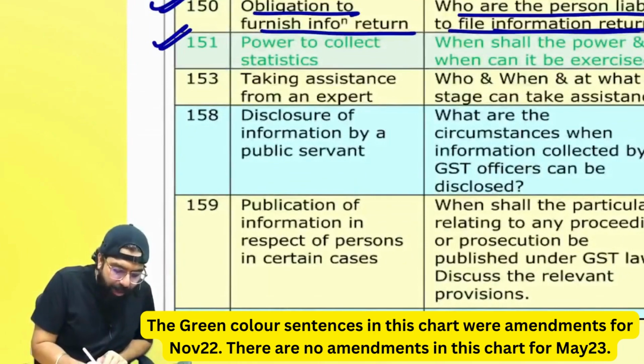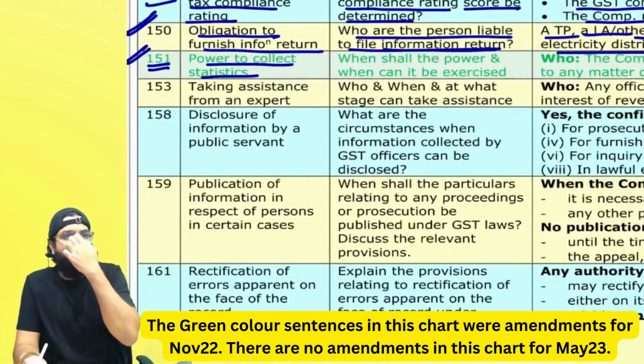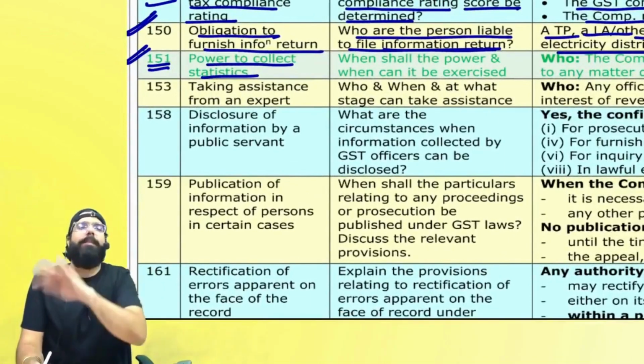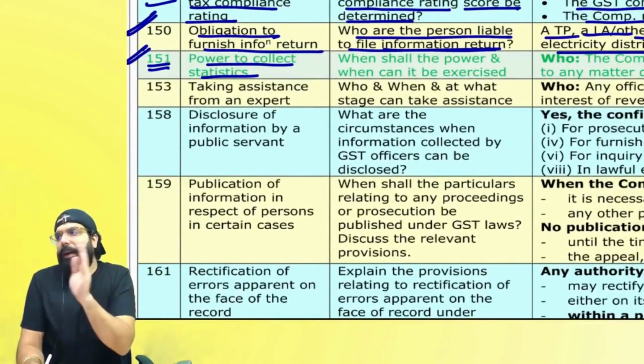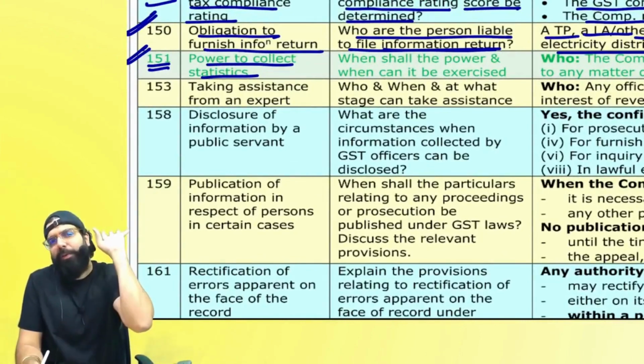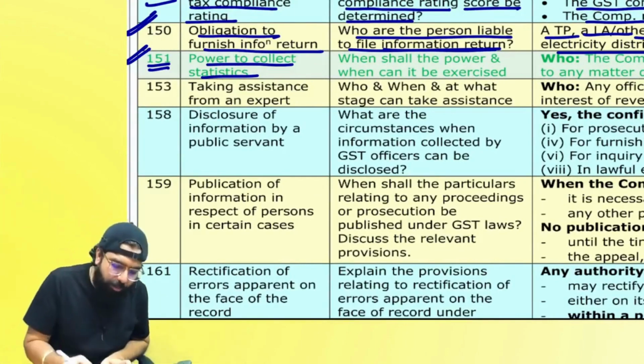Then section number 151, power to collect statistics. Earlier, the section on the power to collect statistics was different. Now they have substituted it with a new paragraph. The earlier paragraphs have been deleted and replaced by a new one. You don't have to know what was there earlier. What is there now, you should know, and that is more than enough.